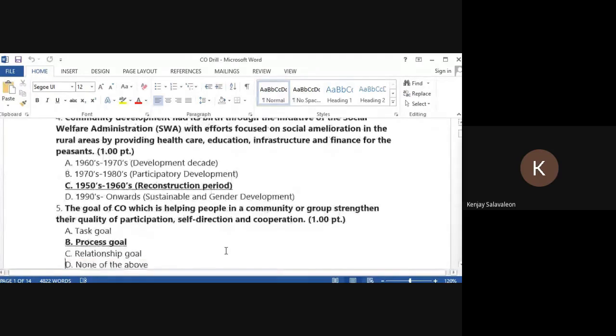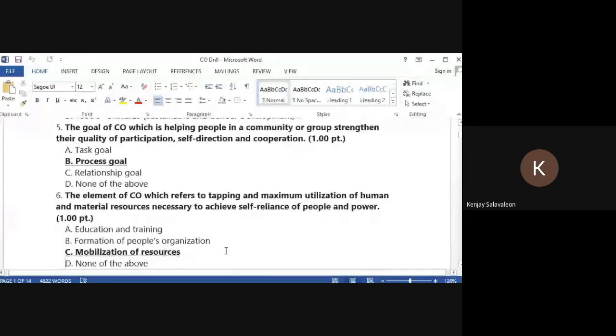Number 5. The goal of CO, which is helping people in community or groups strengthen their quality of participation, self-direction, and cooperation is, ito, process goal. In community organizing, as identified by some literature, there are 3 goals in community organizing. Task goal has something to do about the accomplishment of any activities related to the predetermined goal of the community.